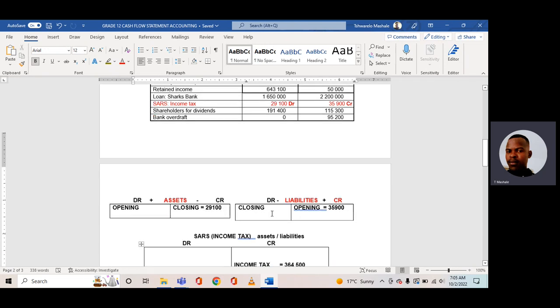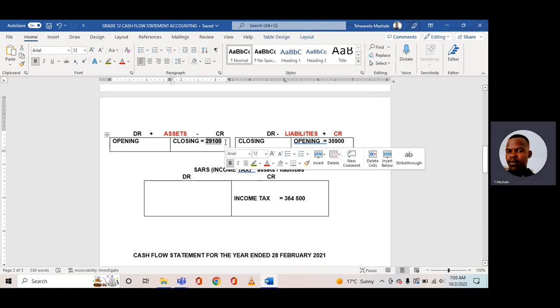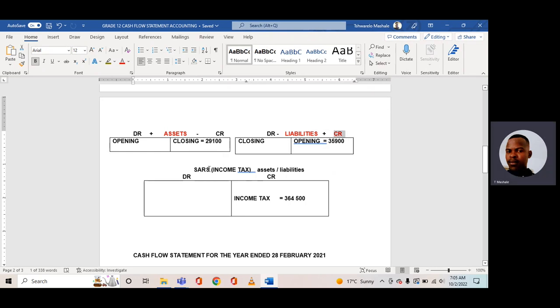Now you have to quickly take these amounts and post them on the SARS income tax. Therefore, you just quickly post them. If you take it from the CR, you must record it on the CR. Here's the SARS income tax. So your SARS income tax is like this. Let's start with the liability because it's the opening. So with our opening, we have an opening on the CR here.